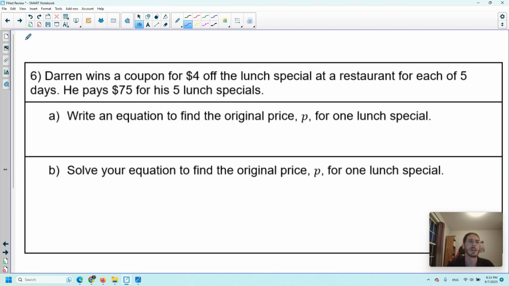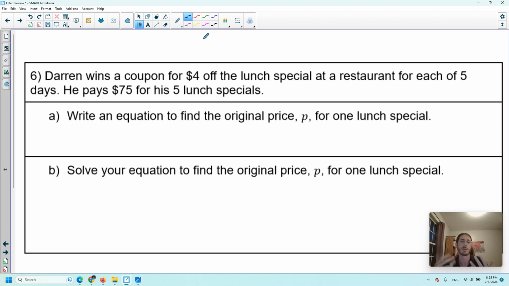For 6, Darren wants a coupon for $4 off the lunch special at a restaurant for each of 5 days. He pays $75 for the 5 lunch specials. Write an equation to find the original price P of one lunch special. So again, we actually have to get the equation to get points, not just write down the answer. So remember in class, we talked a lot about how we got the answers, not just what the answers were.